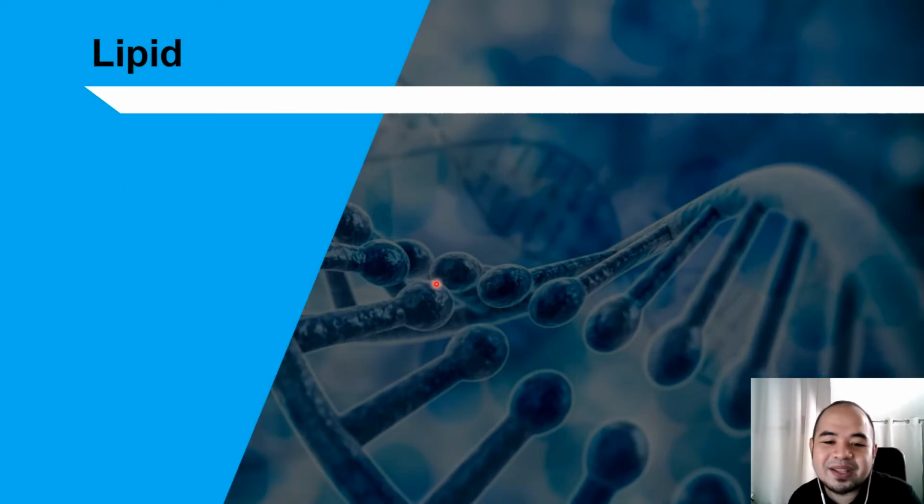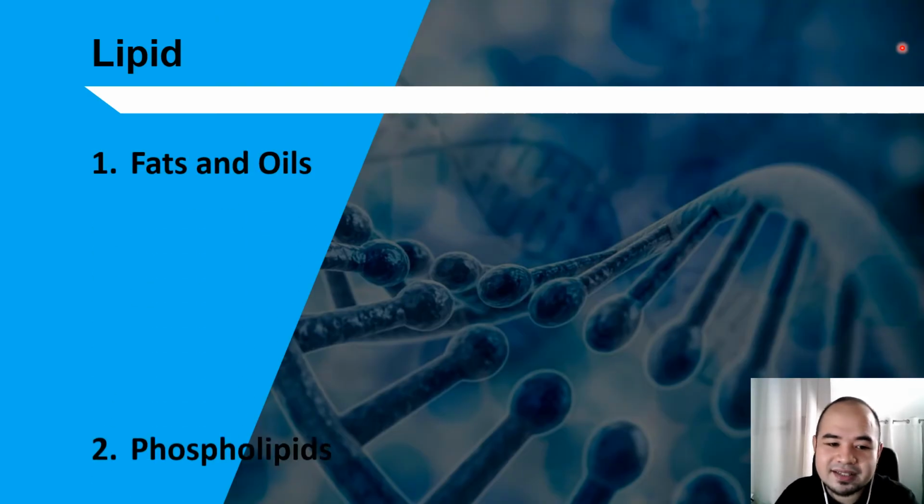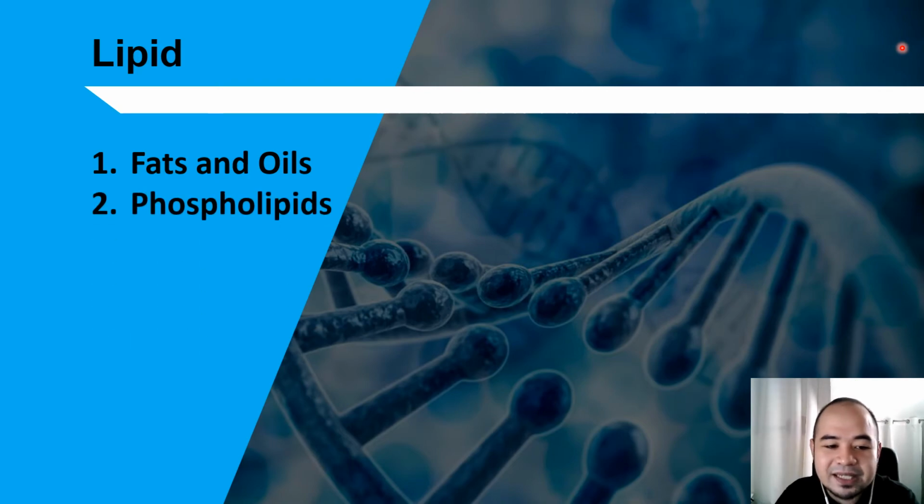Now, we are going to discuss lipids. I mentioned earlier that lipids have no repeating monomer for all their types, because definitely it has several types or several subgroups under it. We have fats and oils, we have phospholipids, and we have steroids.